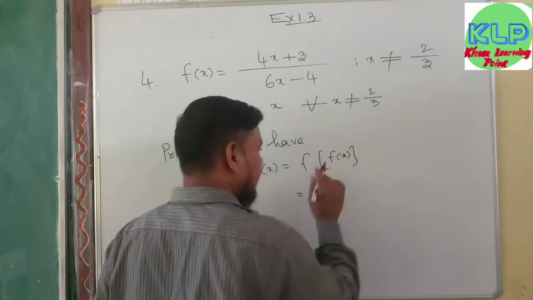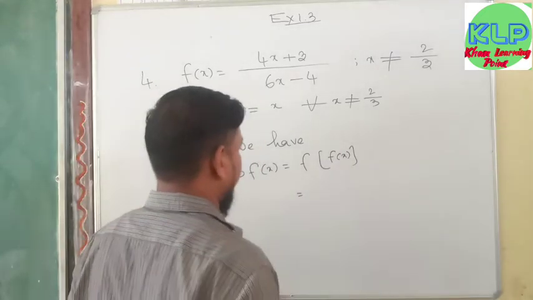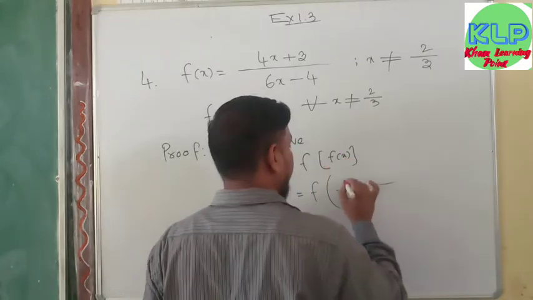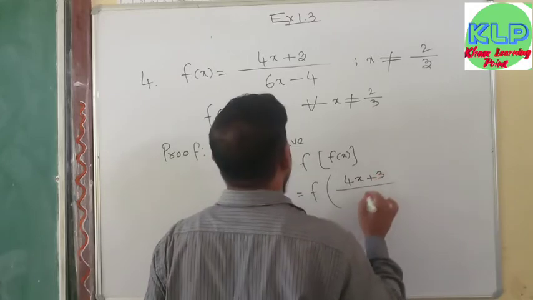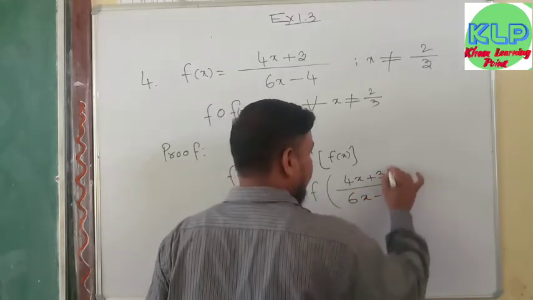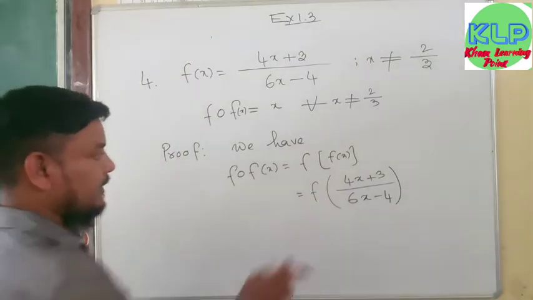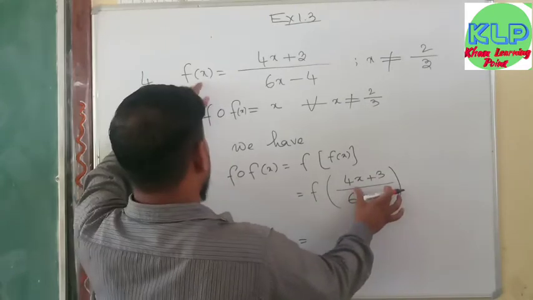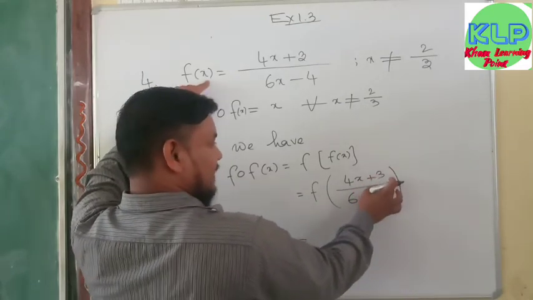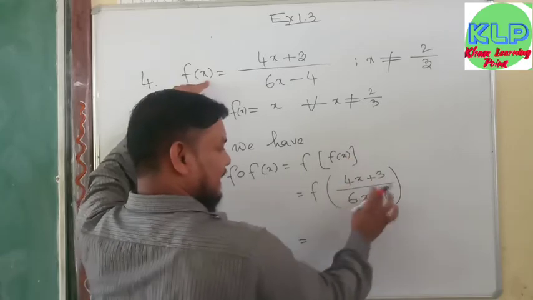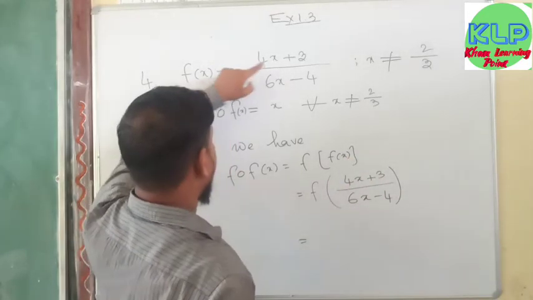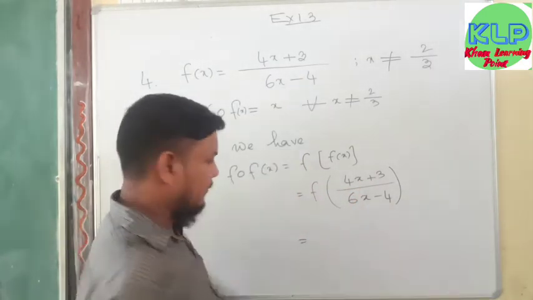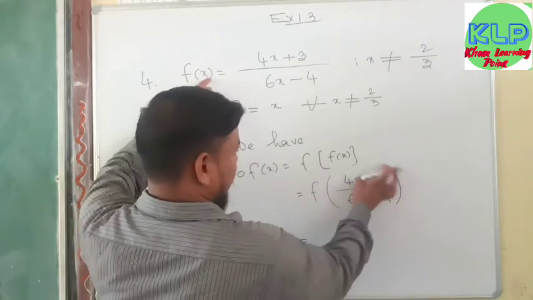Okay, f of f(x), that is the value of f of f(x). What is the value of f(x)? 4x plus 3 divided by 6x minus 4. Okay, this is the value of f(x). Then in the function f(x), in place of x we will write 4x plus 3 divided by 6x minus 4. That is, x will be replaced by 4x plus 3 divided by 6x minus 4 according to the definition.